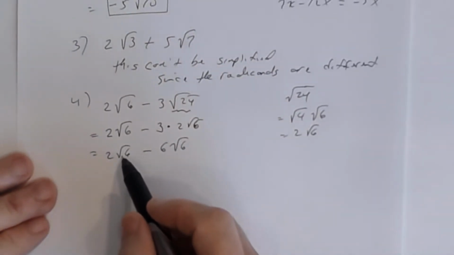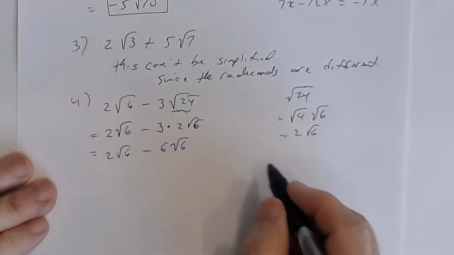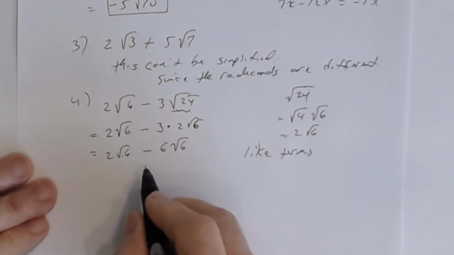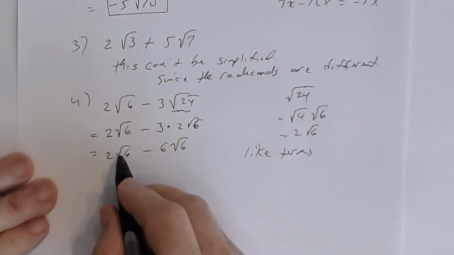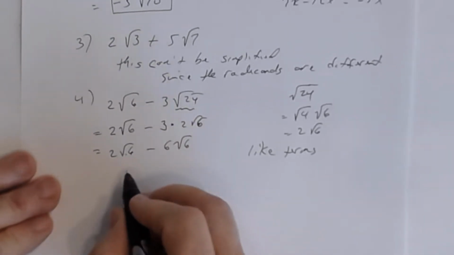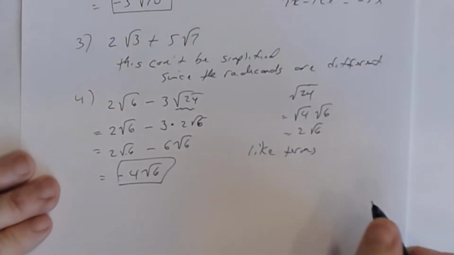Now those are the same term. I'm sorry, those are like terms, like L-I-K-E, like terms. So I can combine them. 2 square root of 6, subtract 6 of them. 2 subtract 6 is a negative 4. So the answer is negative 4 square root of 6. And that's all you do.